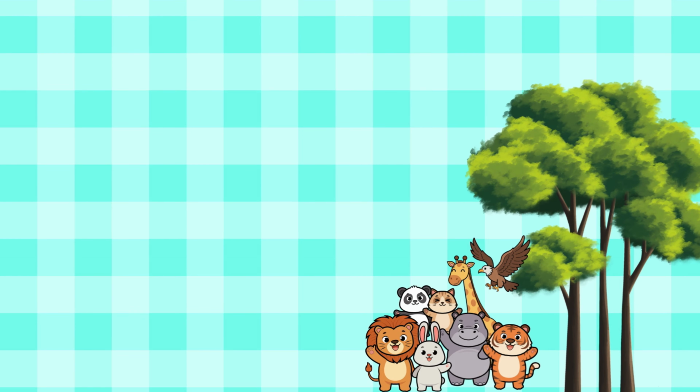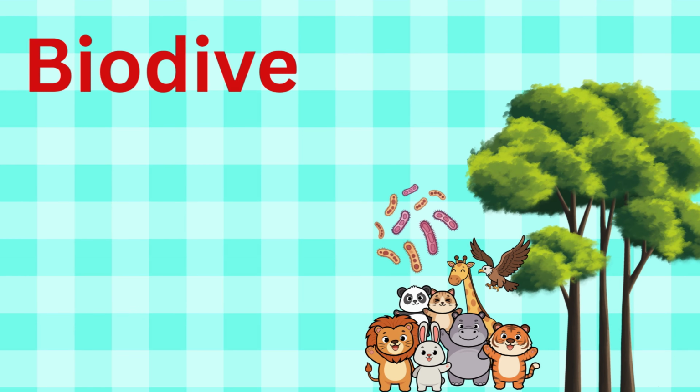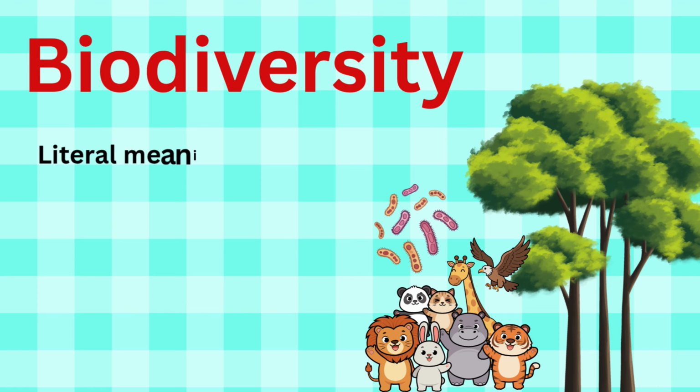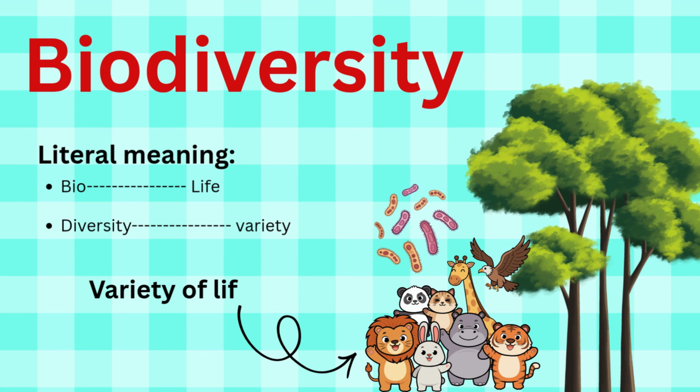In today's video we're going to learn about biodiversity. First, let's understand the literal meaning of the term. The word biodiversity comes from two parts. Bio means life and diversity means variety. So, in simple words, biodiversity means the variety of life.